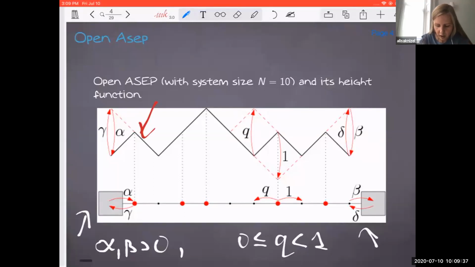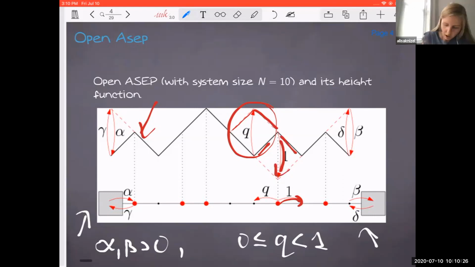This profile is the graph of the so-called height function, and the height function is defined on all the sites of the system. The evolution of the height function with respect to the dynamics of the system is drawn here. So if, say, the particle wants to jump to the left and it does this jump, then this corner is added to the profile. Similarly, if the particle jumps to the right, now this triangle is flipped down, like this.